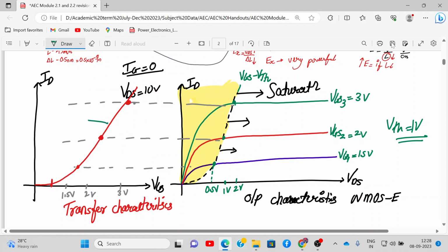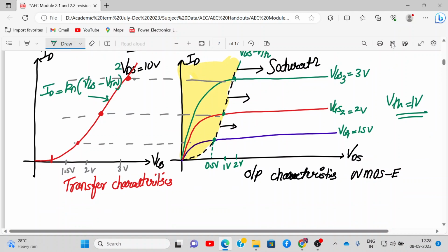And this curve is given by this equation. Write down the equation. ID will be equal to Kn times VGS minus VTN the whole square. ID equal to, write it down over here.